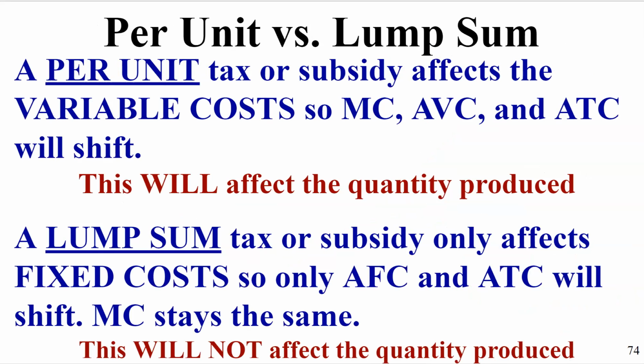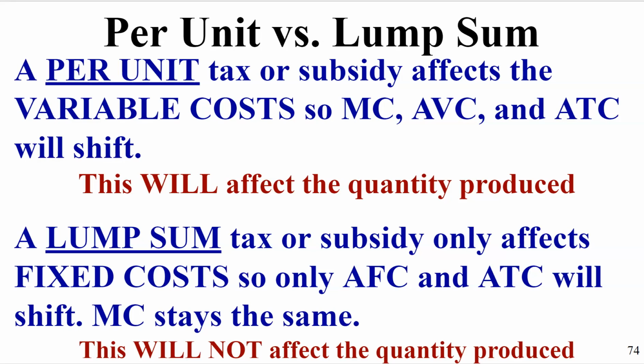Now, per unit versus lump sum is a really good point to point out here because we do see these from time to time on FRQs. A per unit tax is going to affect your variable costs, okay? A lump sum tax is going to affect fixed costs. So if there's one important point to know about per unit taxes versus lump sum, it's that the government's going to give you a subsidy or tax you, and they're going to do it all at once. So it's not a per unit type of thing. That wouldn't affect variable costs. That would affect your fixed costs.